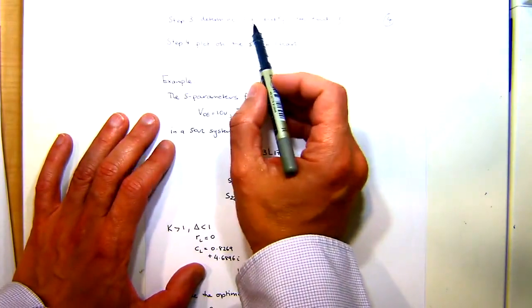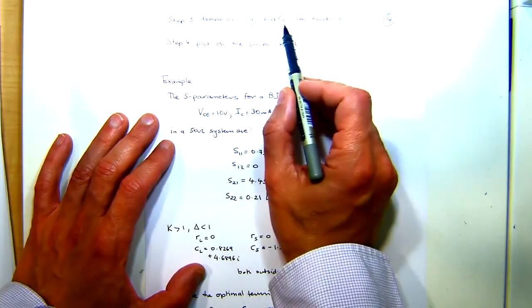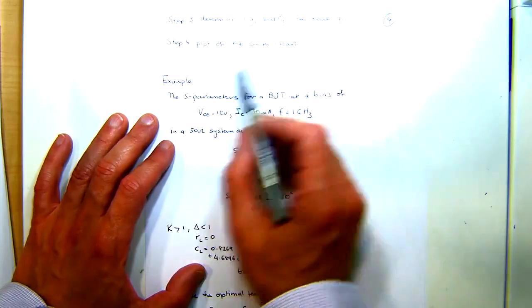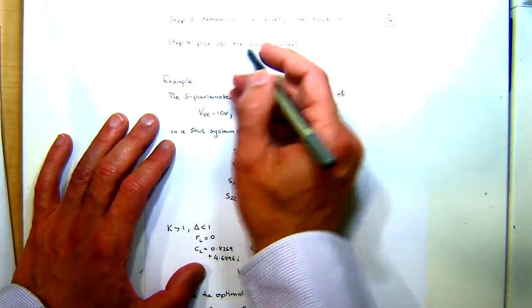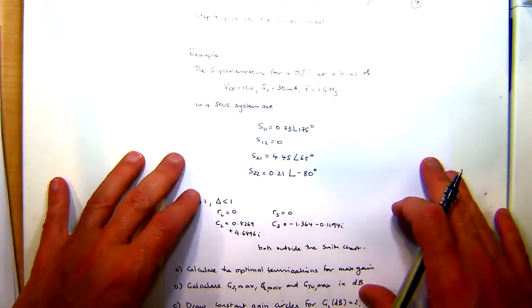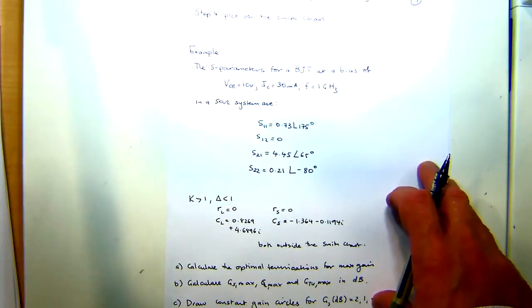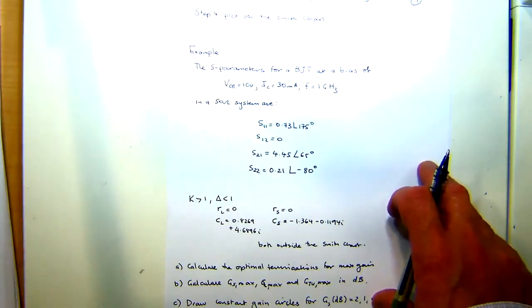Then what we do is determine CGI and RGI, which are the center point and the radius for each of these gains, and we plot these circles on the Smith chart. Now let's go through an example. I'm sure this is as clear as mud, so let's go through an example to illustrate what we've been discussing.